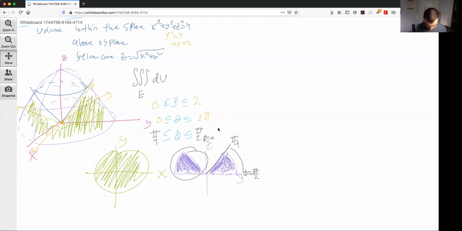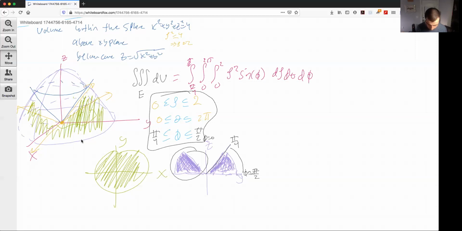This other side is covered by my theta because I go and sweep in the other direction, right? It would be going in this direction, right? Thinking about that, therefore, these are my bounds. And therefore, my integral for my volume becomes 0 to 2, 0 to 2 pi, pi over 4 to pi over 2 of, now I have to make sure I add a rho squared sine of phi every time, d rho, d theta, d phi.